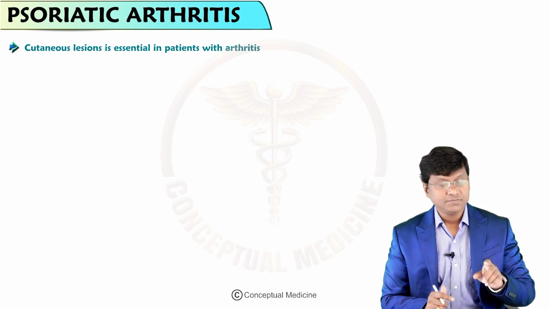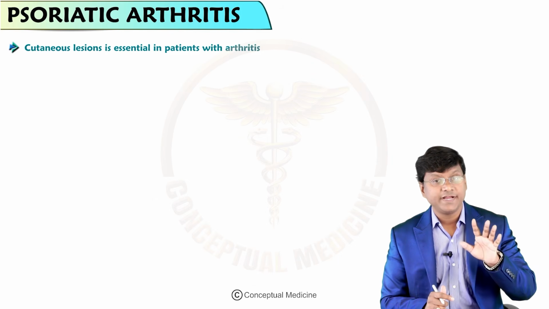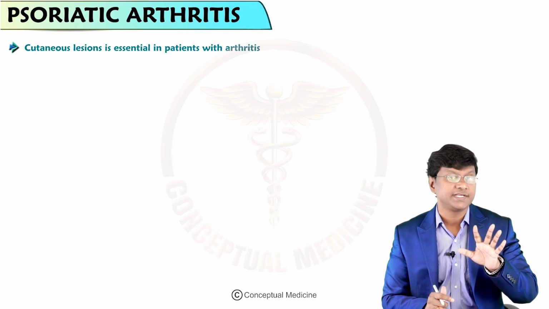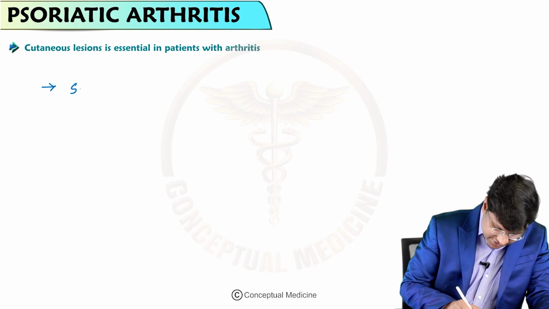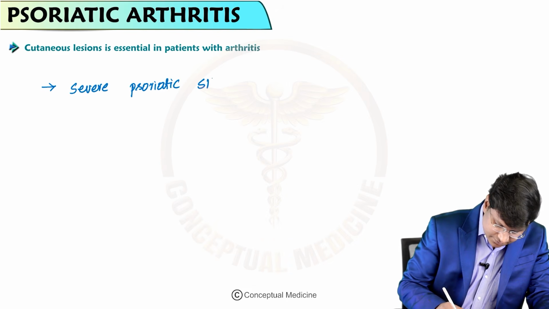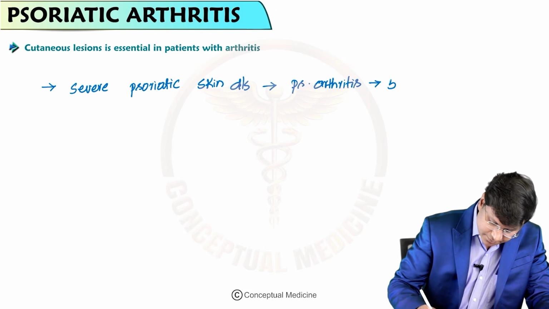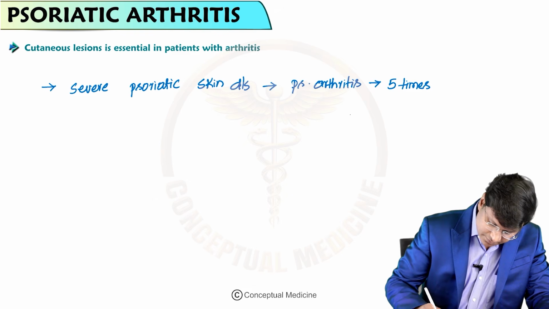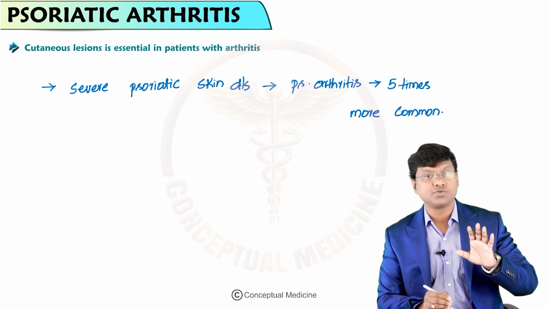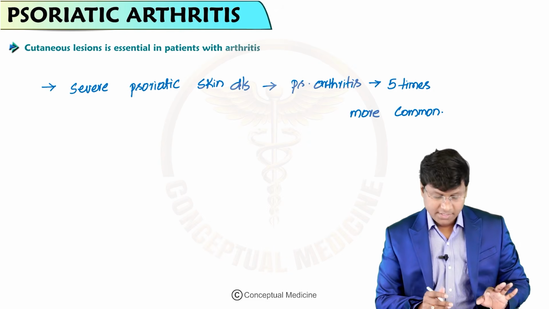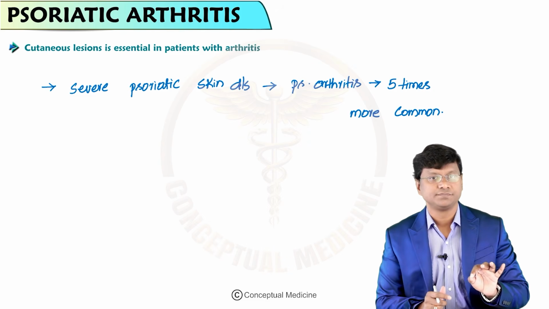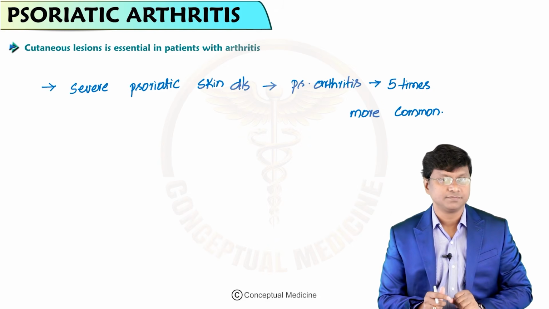And let me tell you, arthritis is at least 5 times more common in patients with severe psoriatic skin disease. Okay, so in patients with severe psoriatic skin disease, this psoriatic arthritis is almost 5 times more common. In those individuals, arthritis is at least 5 times more common, right?